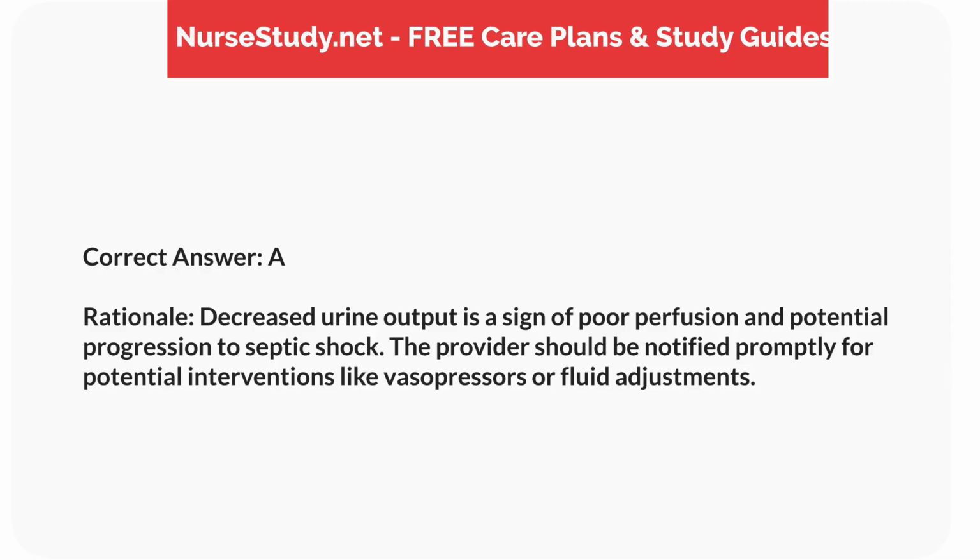Correct answer, A. Rationale: Decreased urine output is a sign of poor perfusion and potential progression to septic shock. The provider should be notified promptly for potential interventions like vasopressors or fluid adjustments.